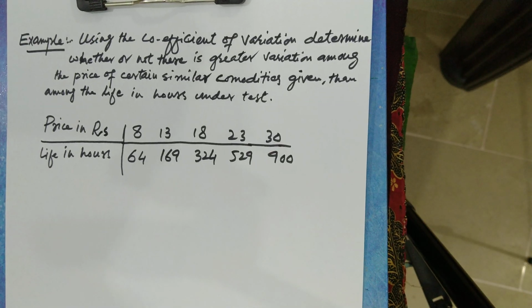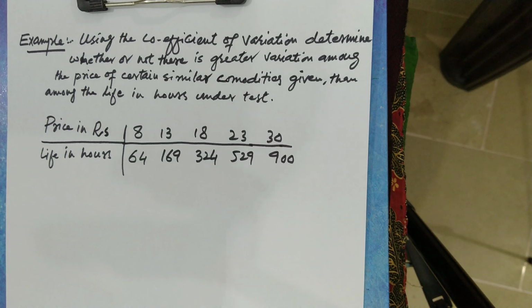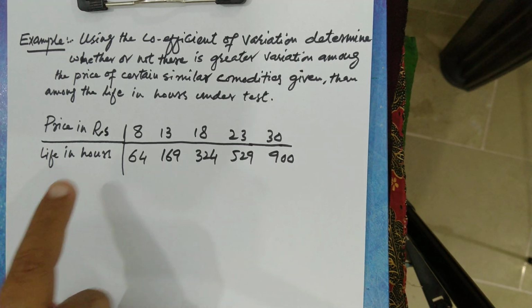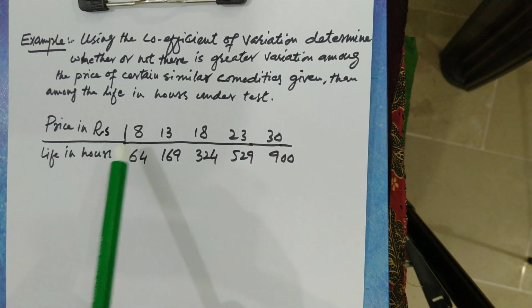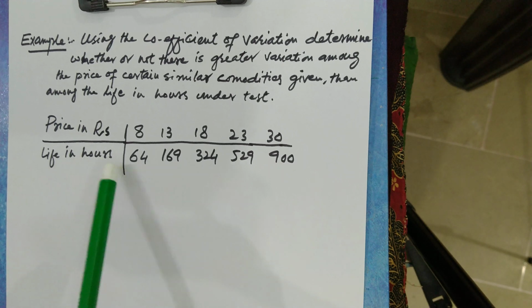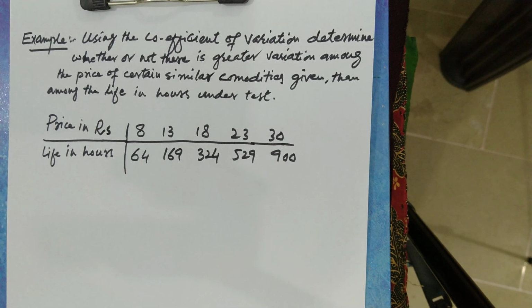So this is our problem, an example of coefficient of variation. The problem says: using the coefficient of variation, determine whether or not there is greater variation among the price of certain similar commodities than among the life in hours under test. These are our values, price in rupees and life in hours. Now here we calculate the coefficient of variation.